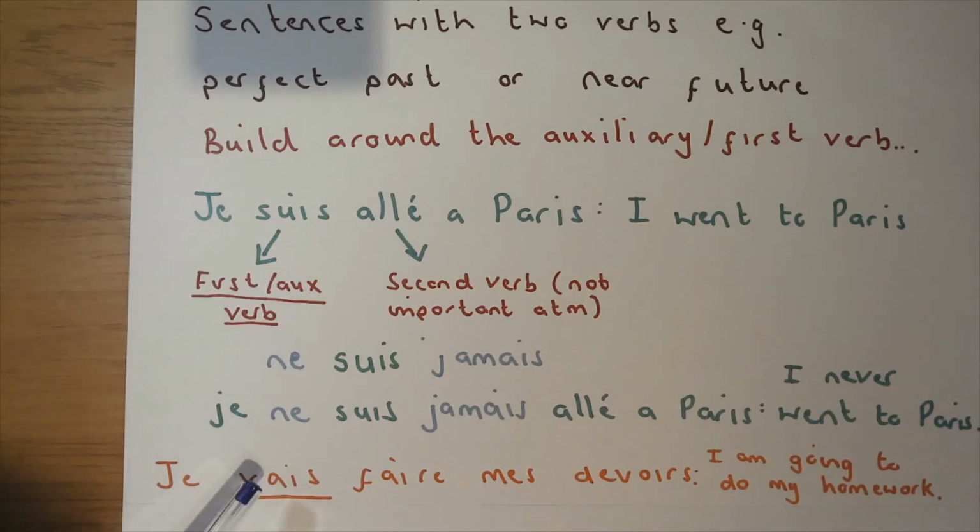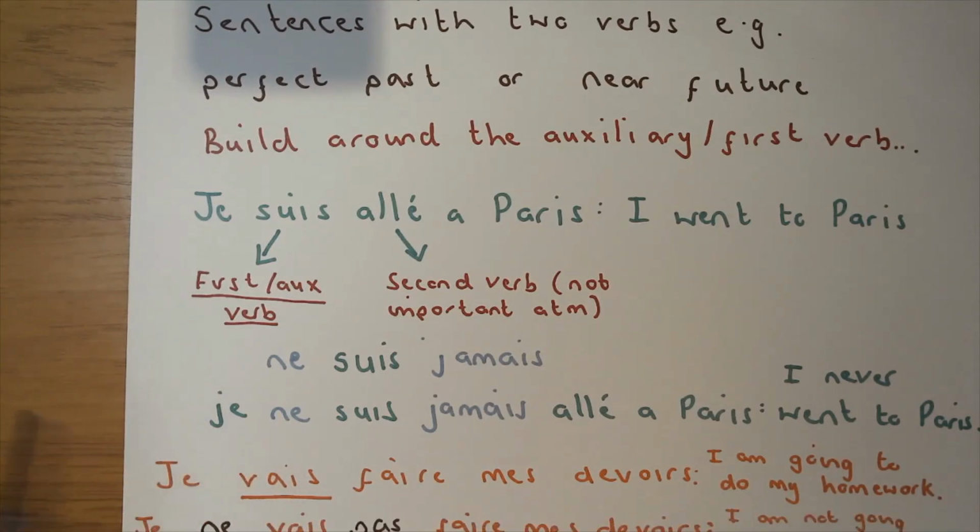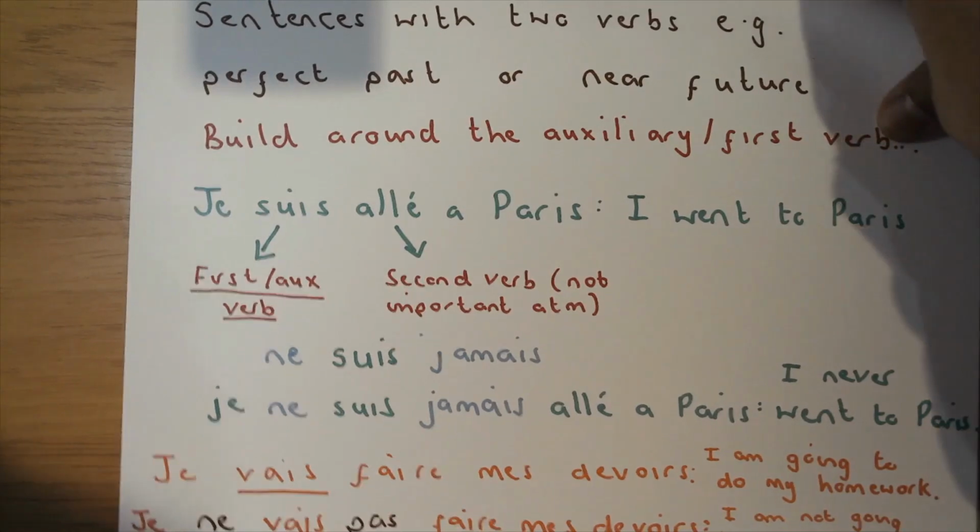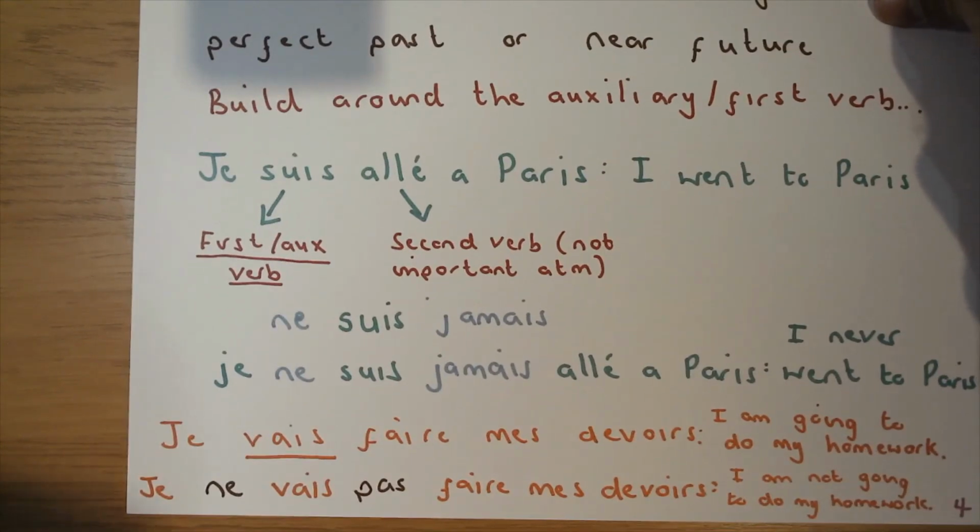So if I want to say I'm not going to do my homework, again, I look at my list of negative structures, and I've got ne pas. I then need to build around vais, because that's my first and only conjugated verb in this sentence. Therefore, the full sentence of I'm not going to do my homework in French would be je ne vais pas faire mes devoirs, which looks like that.